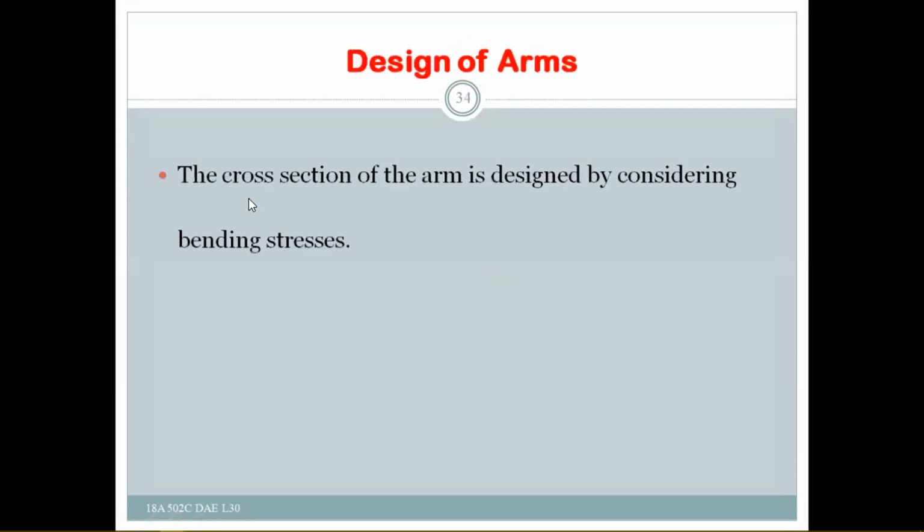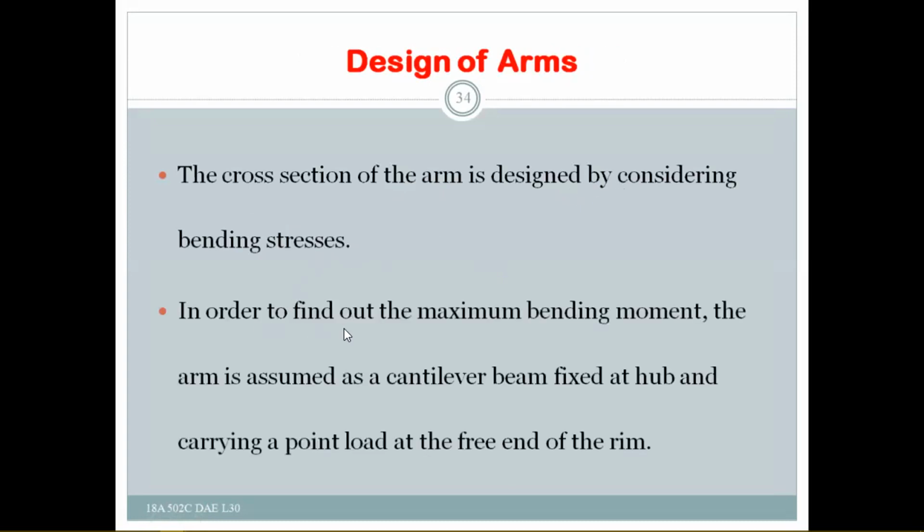So for the arms, the cross section of the arm is designed by considering bending stresses. In order to find out the maximum bending moment, the arm is assumed as a cantilever fixed at the hub.